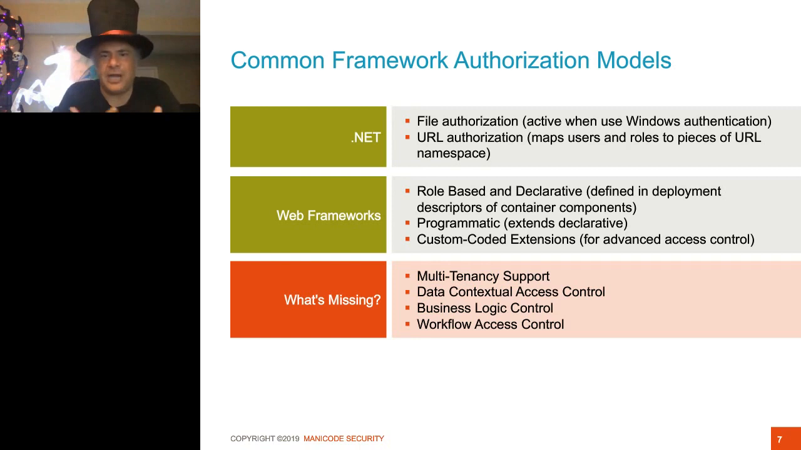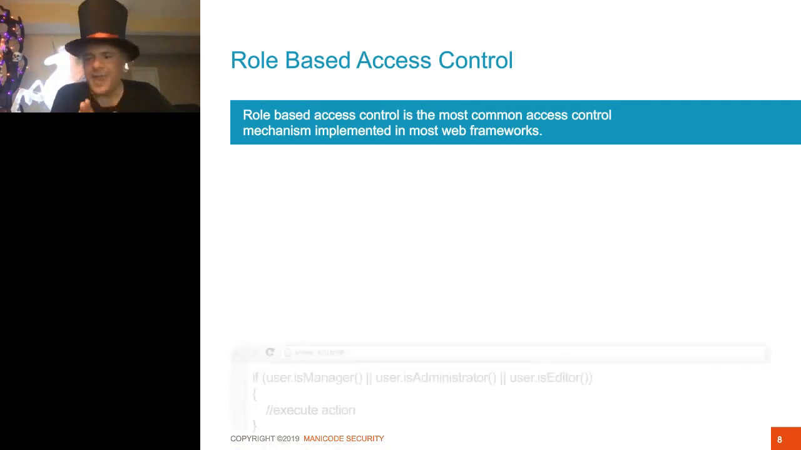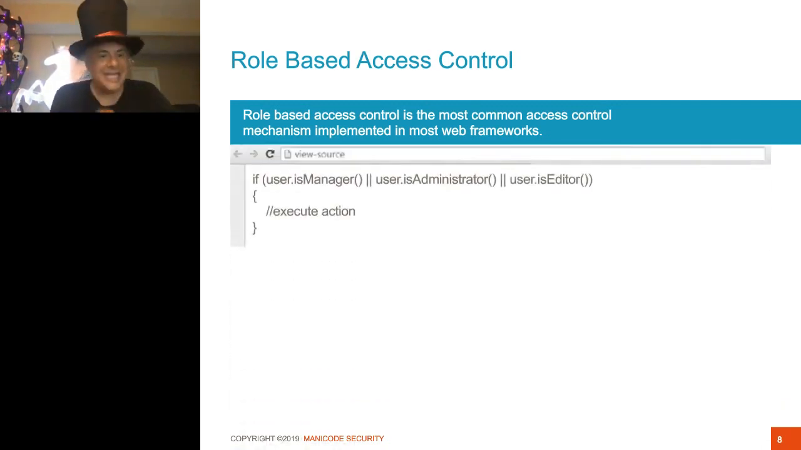But these are the problems that we see in modern frameworks, and software is often forced to go down a bad path. So let's take a look at this a little more carefully. When I'm talking about role-based access control, I'm not saying that roles are bad. What I am saying, though, is that hard coding roles into your software, basically using roles as a policy enforcement point, that's the problem. Because now what I've done here is say if the user is a manager or an administrator or an editor, then let them execute this action.